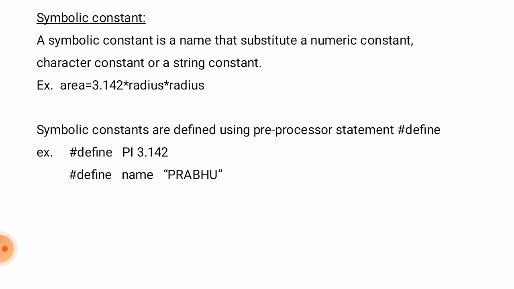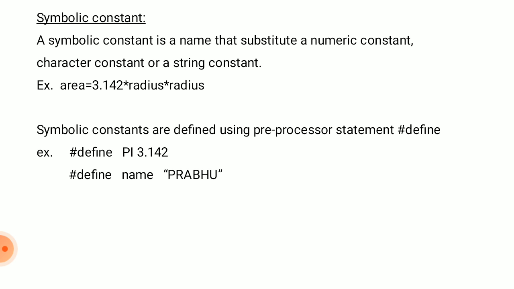It means hash define is a fixed preprocessor statement. PI means what you are replacing. So what are you replacing? 3.142. So 3.142 is replaced by PI, PI space 3.142. So it is a numeric constant. So numeric symbolic constant 3.142 is replaced by PI, meaning wherever you are using 3.142, instead of writing 3.142 directly we can write PI, because already we have defined that value in the preprocessor statement.